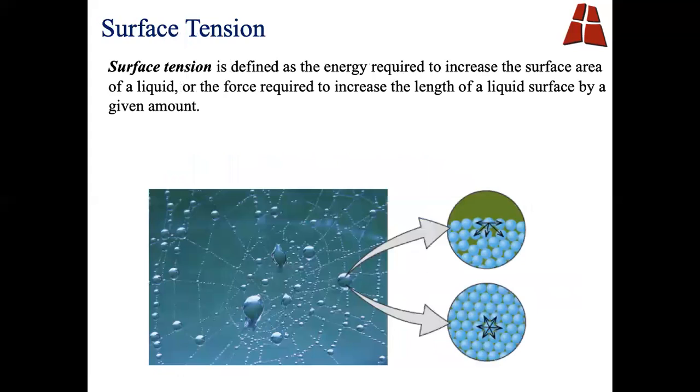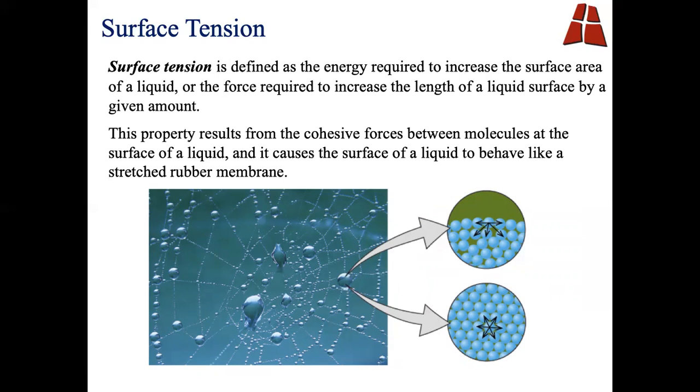Okay, so that was viscosity. Moving on to surface tension. Surface tension is defined as the energy required to increase the surface area of a liquid. It could also be defined as the force required to increase the length of a liquid surface by a given amount. For example, we have some beaded water here on a spider web. Anytime you see that kind of curvature in a liquid, that is indicative of surface tension, where the surface of our liquid is stretching.